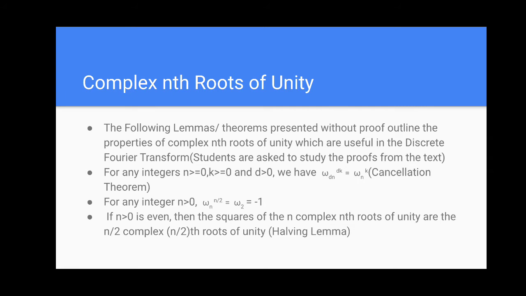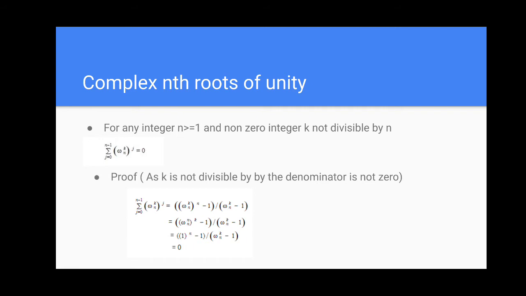If n is greater than 0 and even, the squares of the n complex nth roots of unity are the n by 2 complex n by 2th roots of unity, and this result is referred to as the halving lemma. Similarly, for any integer n greater than or equal to 1 and non-zero integer k not divisible by n, the summation j varying from 0 to n minus 1 of omega n to the power of k to the power of j is equal to 0.